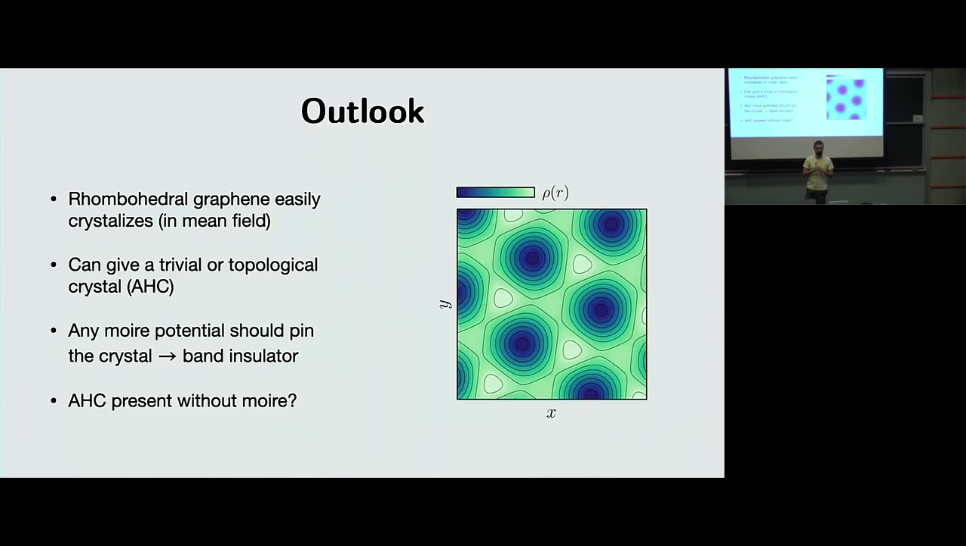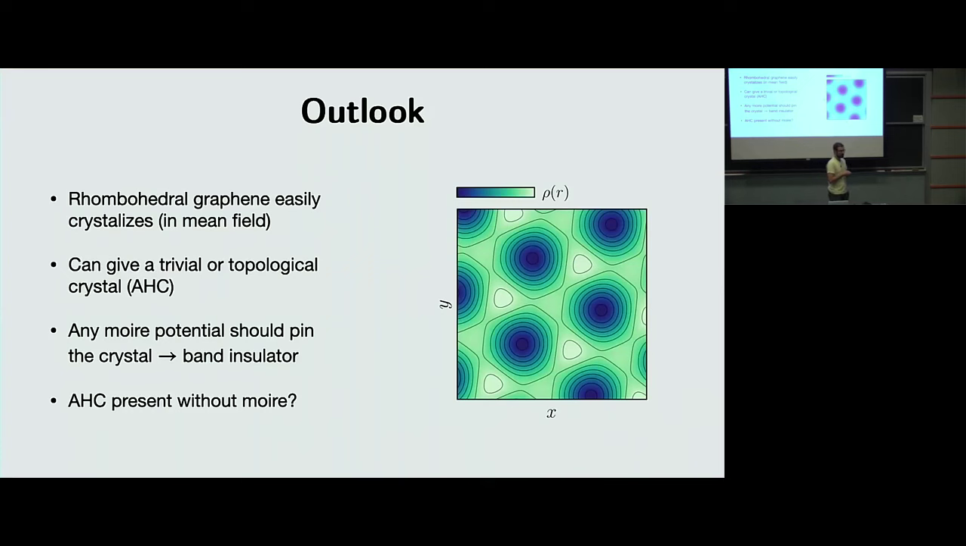And any Moiré potential you have should pin that crystal so that you fix what density it's at, fix how large the crystal is. And if that potential is big enough, you could then dope into that stable Chern band. So we don't know yet how big the Moiré potential is in the realistic system. It would be really good to have better modeling going forwards, and I think that will be a great topic and a very hard topic.